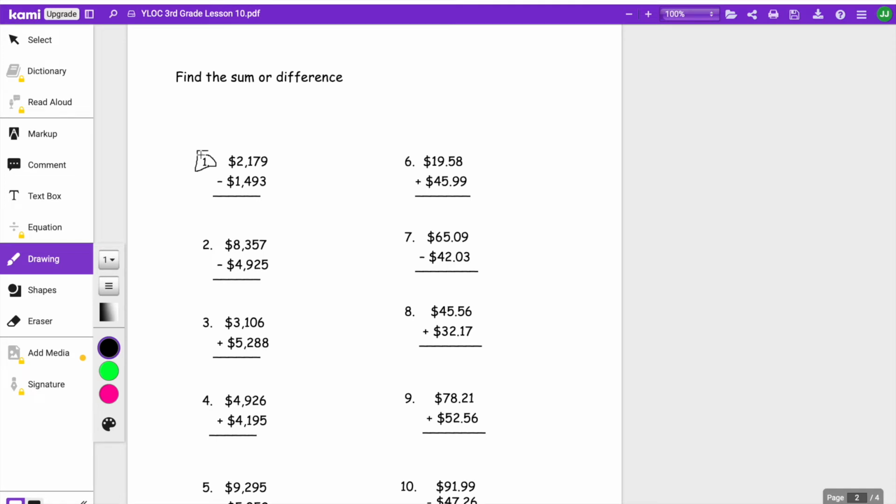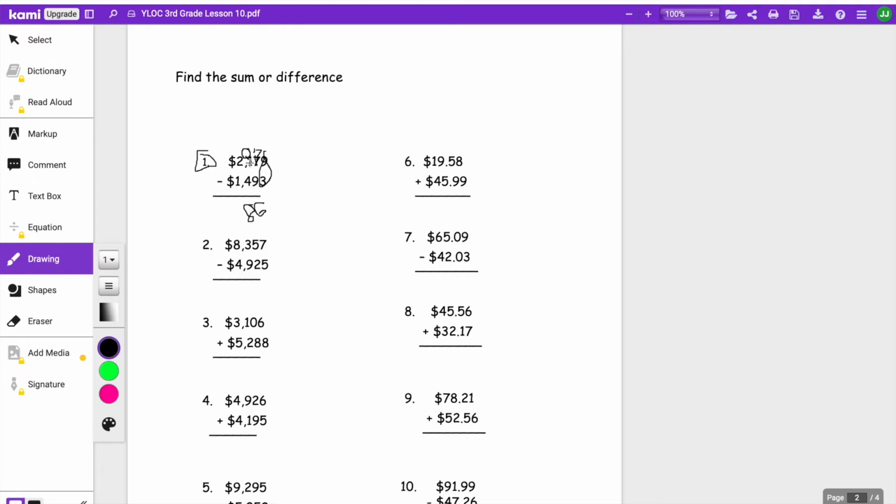$2,179 minus $1,493. So basically, instead of doing this all in your head, you could do it by going column to column, subtracting. Well, 9 minus 3 over here is 6. Then 7 minus 9, well, you can't do that. So you're going to want to borrow a tenth from here. And since this is a tenth higher than this, you'd replace this 1 with a 0, and then you'd add 10 to this. So this would be 17. And then 17 minus 9 is equal to 8.